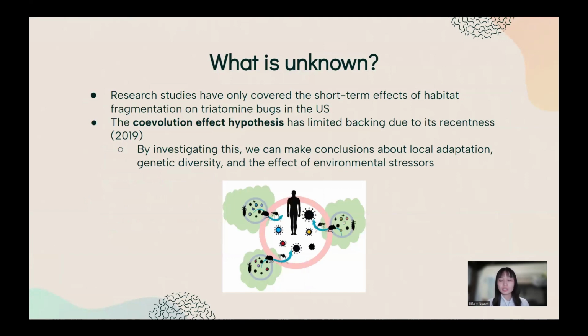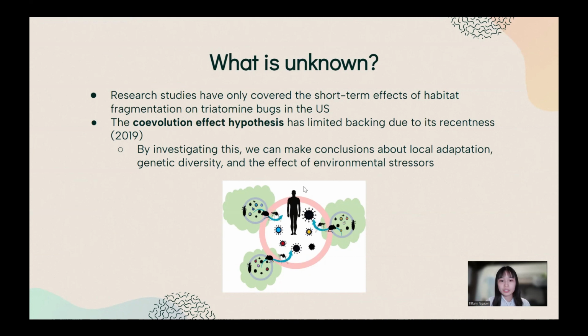Research studies have only covered the short-term effects of habitat fragmentation on triatomine bugs, and this is usually in South American countries, not the US. So as these bugs are moving northward, I believe we should study them as we are inflicting on their habitats. And then we're also going to look at the coevolution effect hypothesis, which was recently released in 2019, so it has limited scientific backing as of now. But by investigating this, we can make conclusions about local adaptation, loss of genetic diversity, and the effect of environmental stressors on these triatomine bug populations.